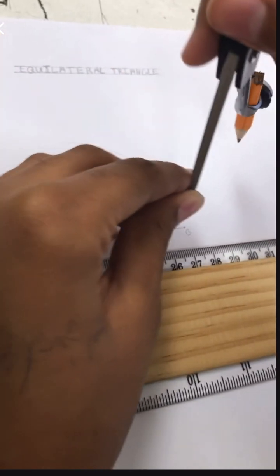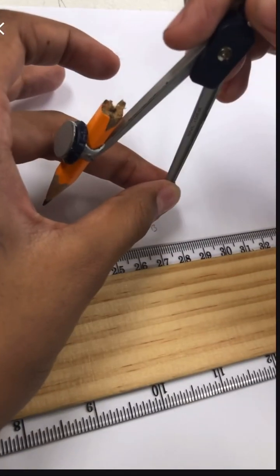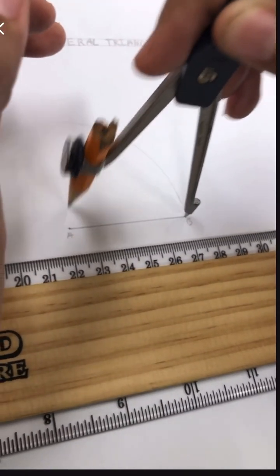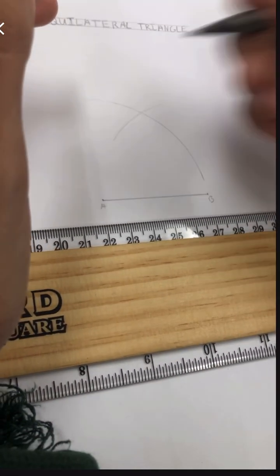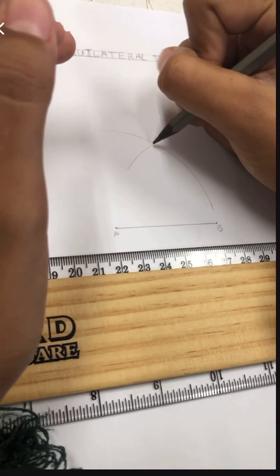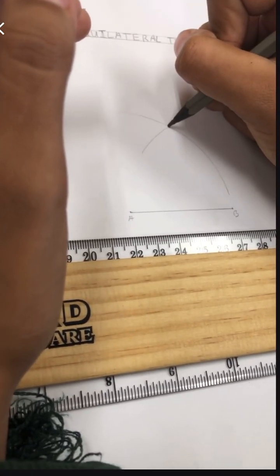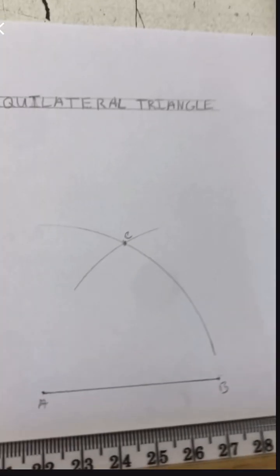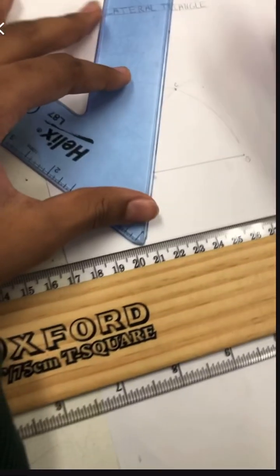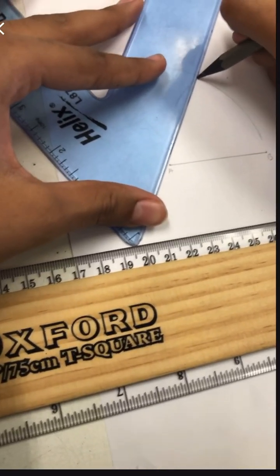Switch the compass point now to B. Scribe another arc to intercept the one, right, and place a point where the arcs intersect. Okay, so that would be C. So point C is right there. Join C to A and B alternatively. That's our equilateral triangle.